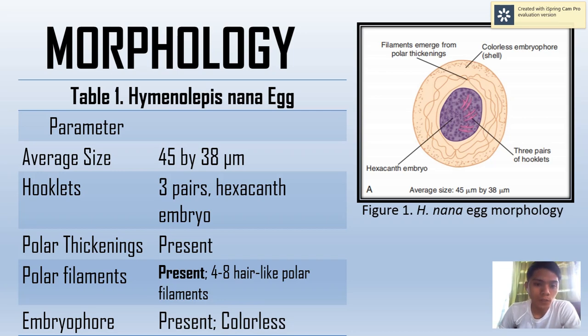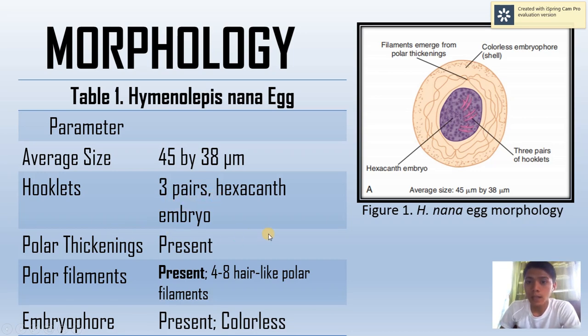Average size is 45 by 38 micrometers, so it's very small compared to diminuta. It has hooklets. It is called the hexacanth embryo. So there are 6 hooks or hooklets in the hexacanth embryo. That's why it is hexacanth, from the word hexa, 6, and canth meaning the hooklets. That's why it's a hexacanth embryo. There are 3 pairs of them.